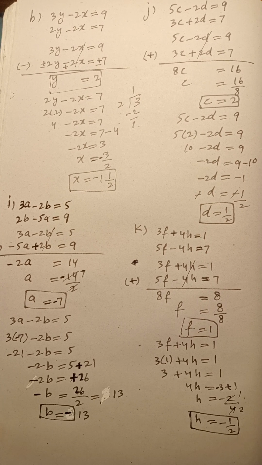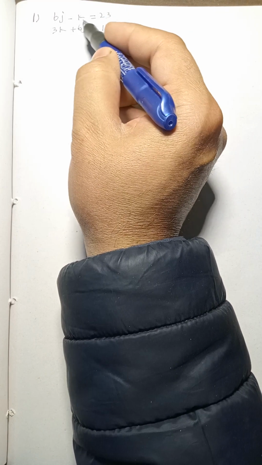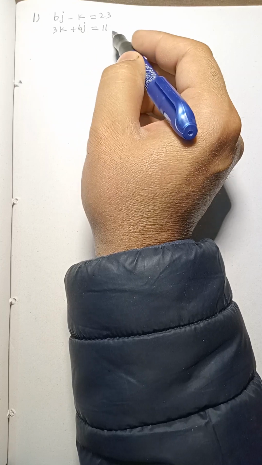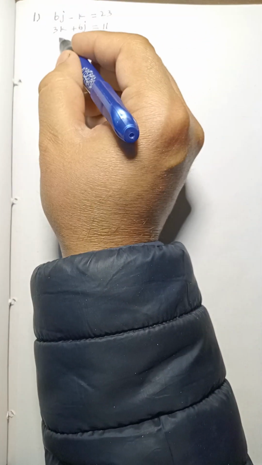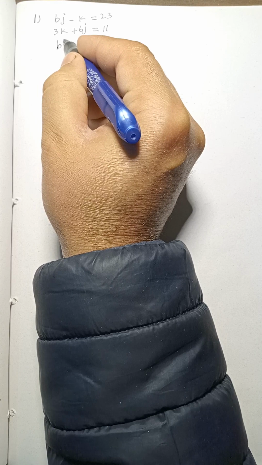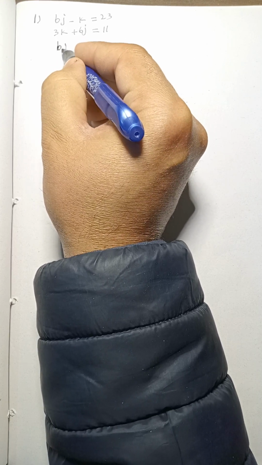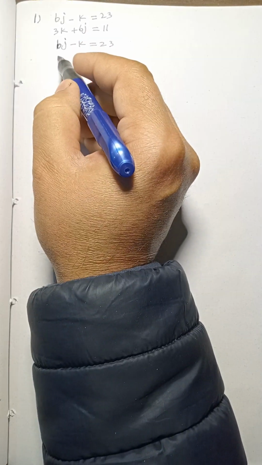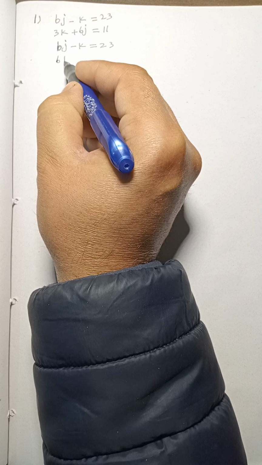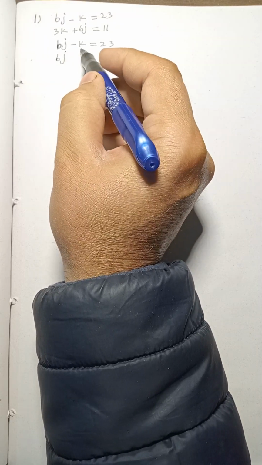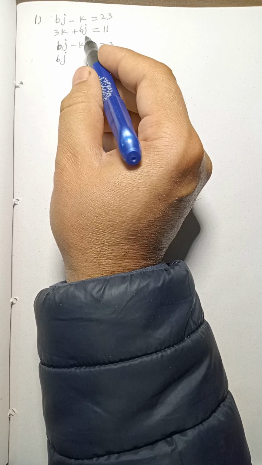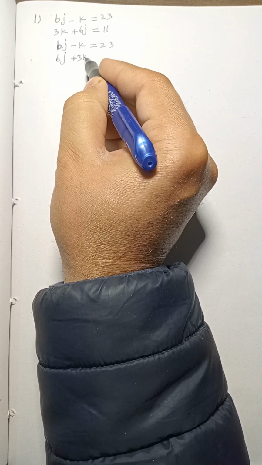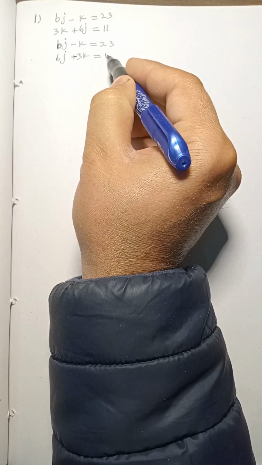Now next question. See here, 6j minus k is equal to 23 and 3k plus 6j is equal to 11. Now we have to change the places. This is 6j minus k is equal to 23. Write plus 6j here. Below, j should be below j and 3k here. This is plus 3k below k. Now here is 11.